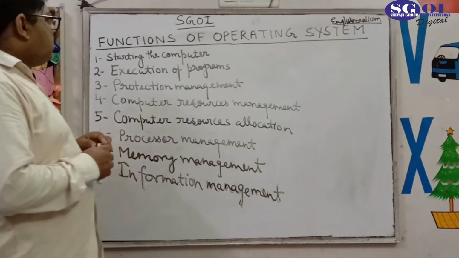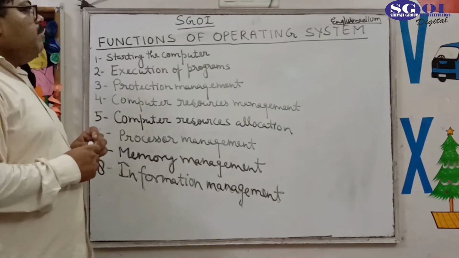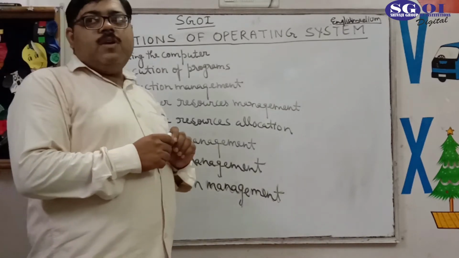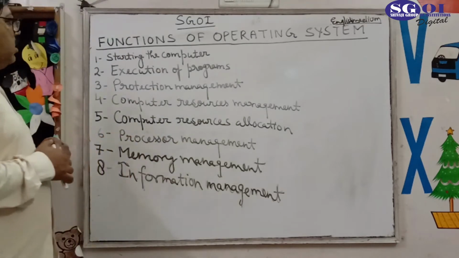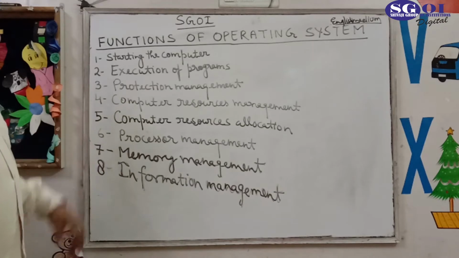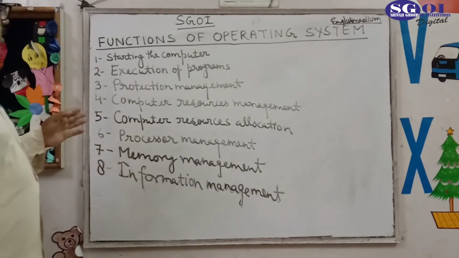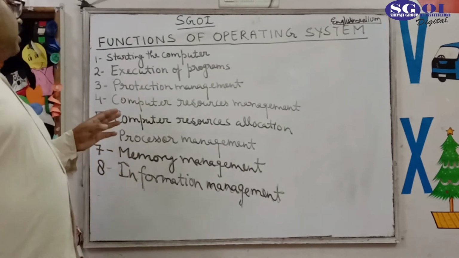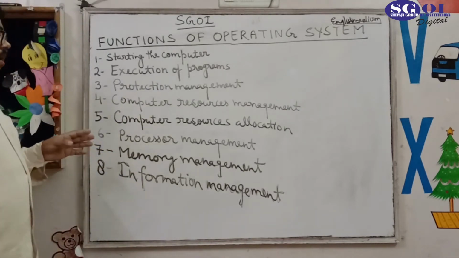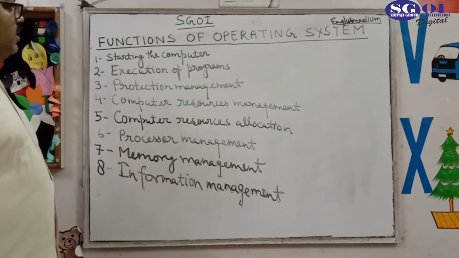Today we will understand what the functions of the operating system are. There are many functions of the operating system, which are given as follows. The first function is starting the computer. The next is execution of programs. The next are protection management, computer resource management, computer resource allocation, processor management, memory management, and information management.